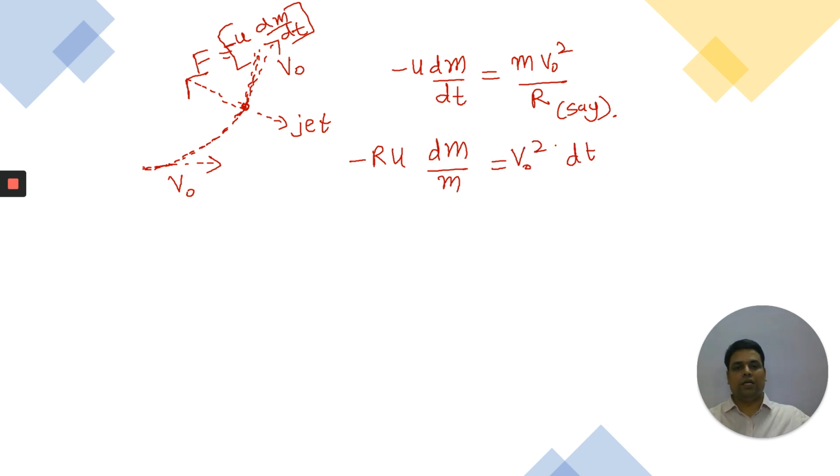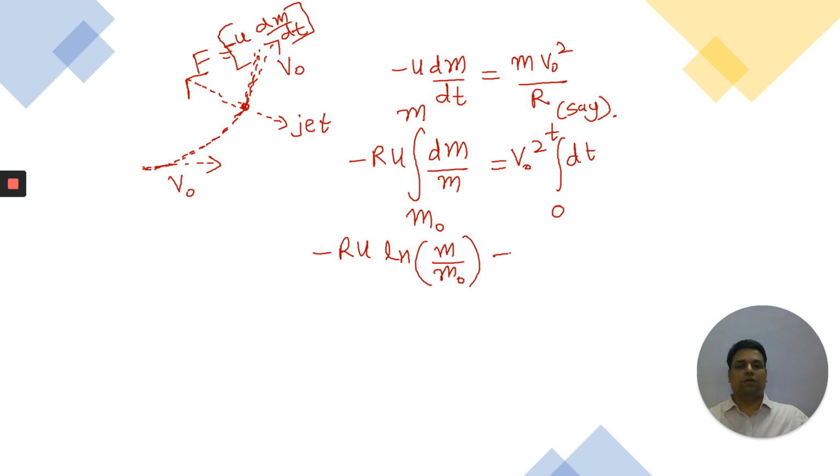Let us integrate this. The mass is initially m naught. It is now becoming m in, say, time interval t. As v naught is a constant, it is out of the integral. So minus r u, this is logarithm m by m naught, v naught square into t.